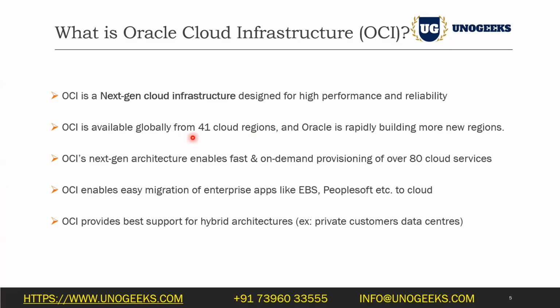So it already has 41 regions. It is available in different parts of the world, and they also have some new regions which are upcoming in the next coming months. OCI Next Gen Architecture enables fast and on-demand provisioning of over 80 cloud services. So if you want to enable a new service, you can do it. They have more than 80 cloud services, so they have different services on offer, and those can be provisioned on demand whenever you want.